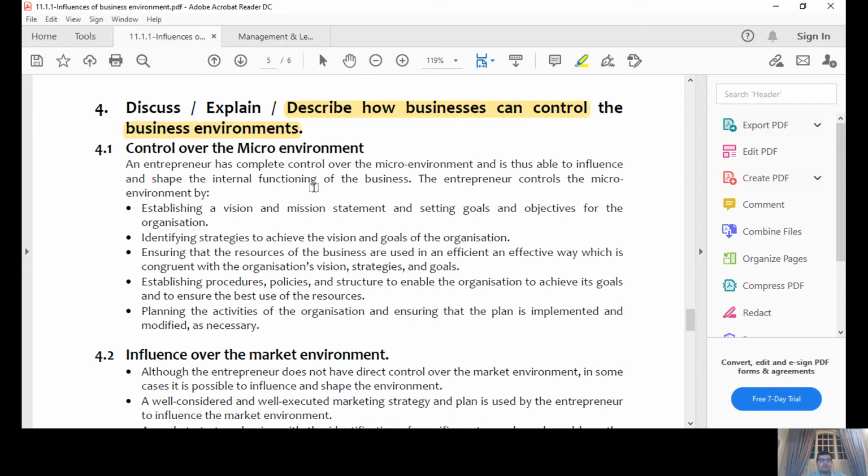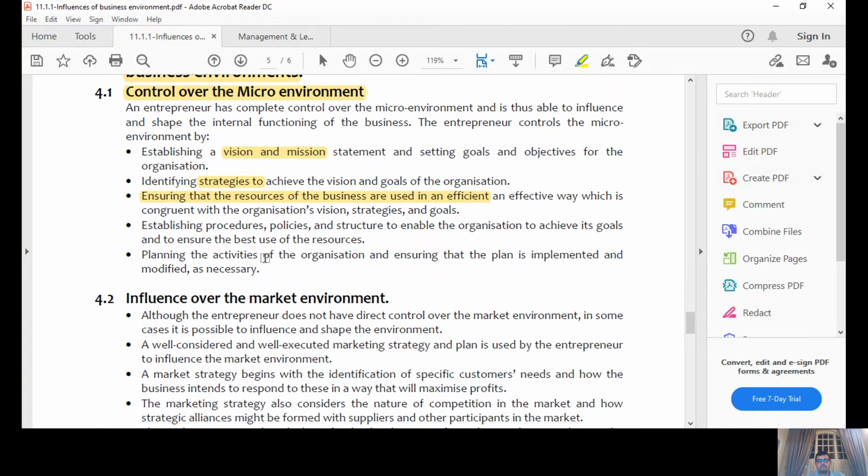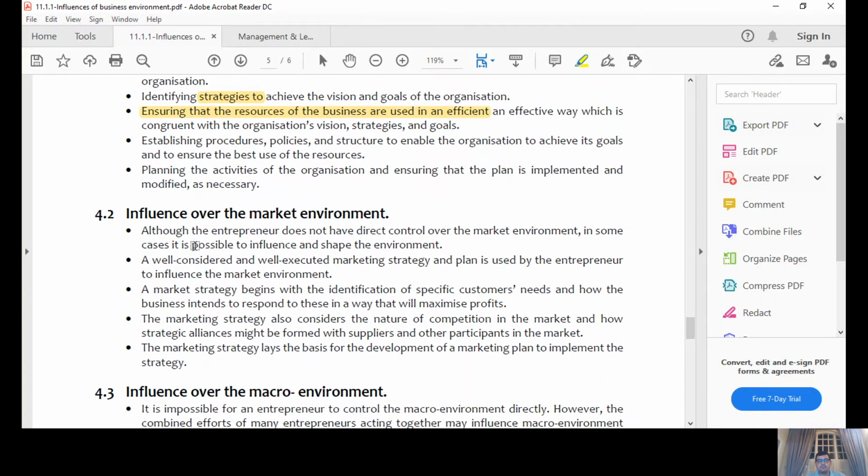Now, we said already that the business has full control over the microenvironment, and now it's practical ways of how we can do it. Establishing a mission and a vision, identifying strategies, ensuring that resources are used in efficient ways. Influence over the market environment. We know we have less influence over the market environment, but here we talk specifically about a marketing strategy.